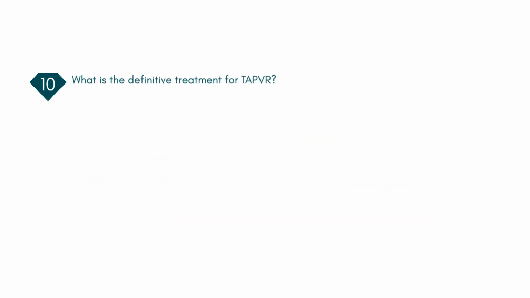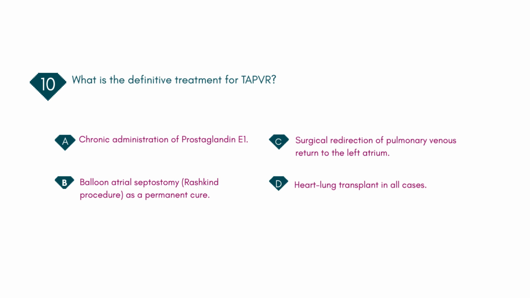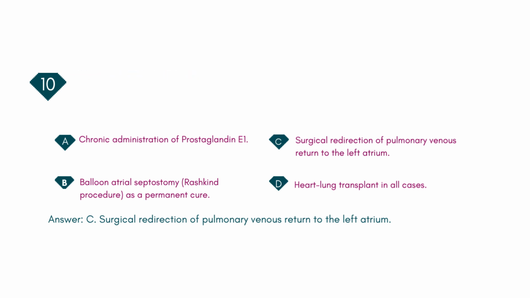What is the definitive treatment for TAPVR? A. Chronic administration of prostaglandin E1. B. Balloon atrial septostomy, Rashkind procedure, as a permanent cure. C. Surgical redirection of pulmonary venous return to the left atrium. D. Heart-lung transplant in all cases. Answer, C. Surgical redirection of pulmonary venous return to the left atrium.